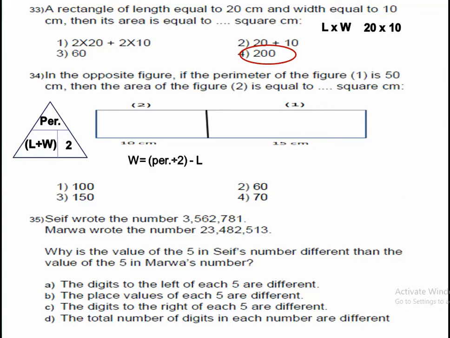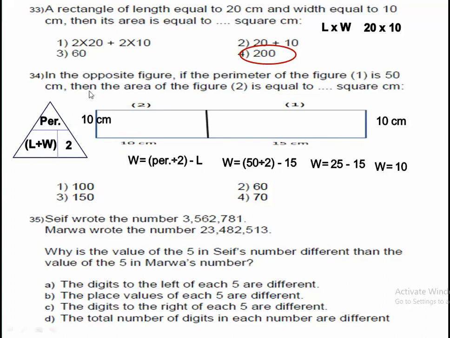Yes, if I need to find width, I will subtract length. So width equals perimeter divided by 2 minus length. It will be 50 divided by 2 minus 15. It will be 25 minus 15. It will be 10 centimeters. So here we have width 10 centimeters and the opposite width is 10 centimeters.